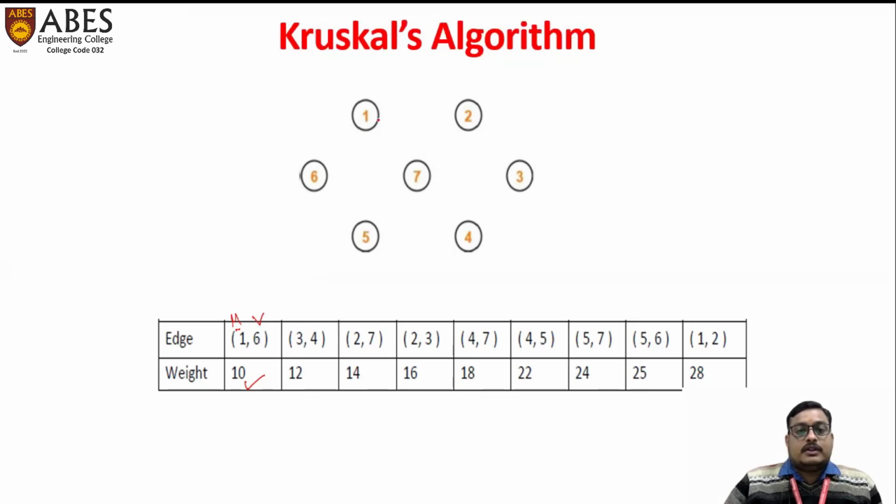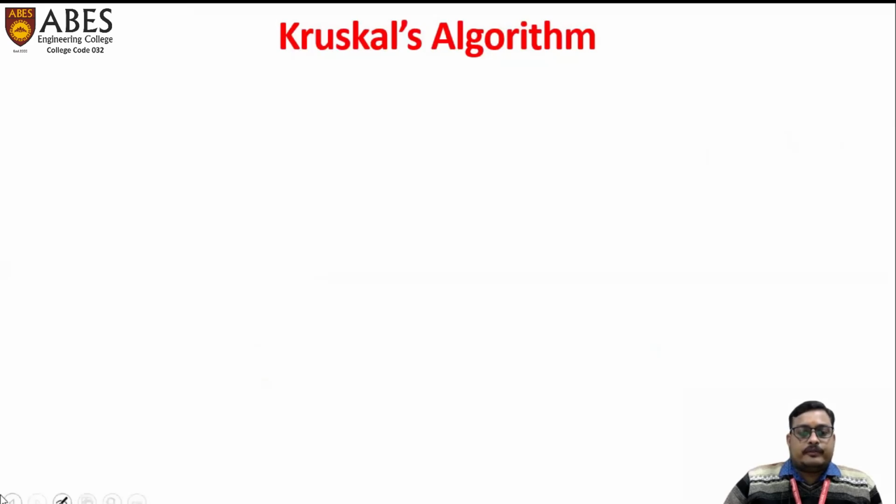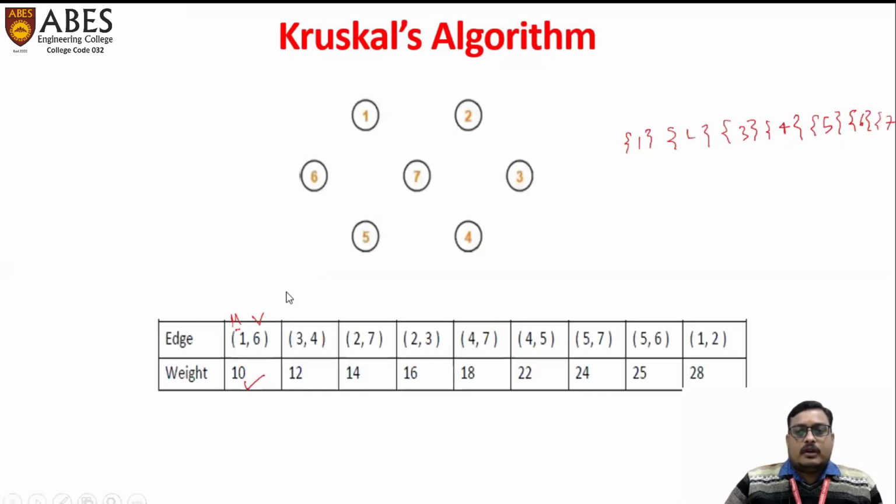So here we can see, if we have a set of vertices like this, we have 1, 2, 3, 4, 5, 6 and 7. Here we have different sets. So 1 belongs to a different set, and 6 belongs to a different set. So there is no issue. We can connect 1 and 6. So we'll just connect this 1 and 6.